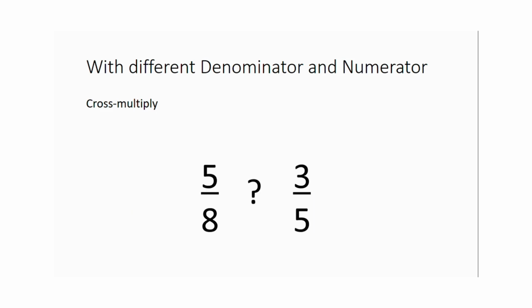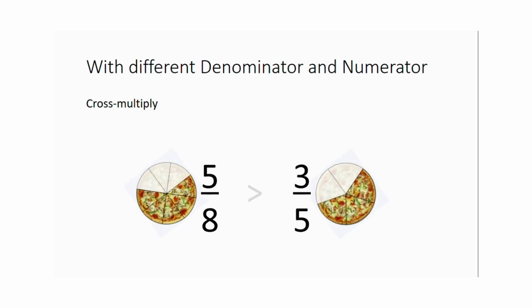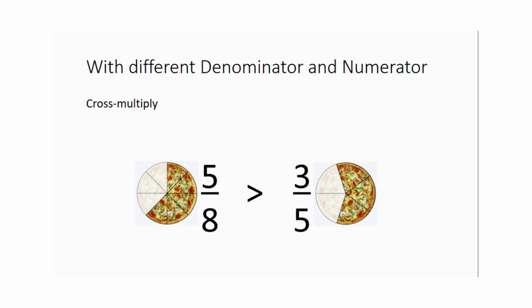What about 5/8 and 3/5? Bring the 8 up to the 3, multiply to make 24. Bring the 5 up to the 5, multiply to make 25. 8 and 5 together make 40. So 25/40 versus 24/40. 25/40 is greater. And if you want to look at the pizzas, it looks like 5/8 is a little bit bigger.